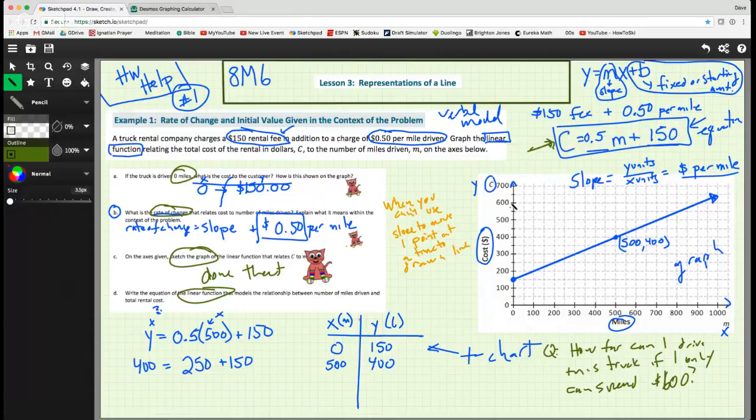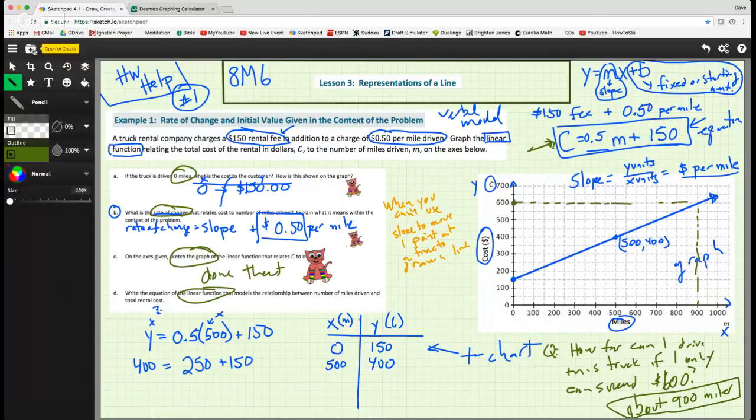Well, the answer is, if I have 600, let's see how many miles that corresponds to. Well, it looks to me like it corresponds to about 900 miles. Maybe exactly 900, but all I can say, because it's a graph, is about 900, because graphs are usually not as precise. If I wanted to know exactly, I could plug 600 in here and do a calculation and then calculate my mileage. And I could get an exact number.